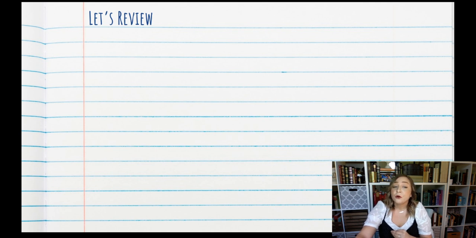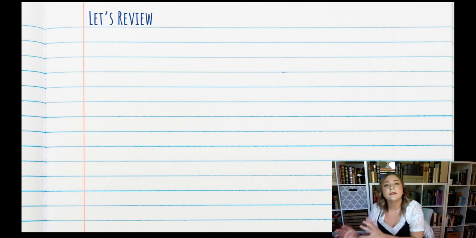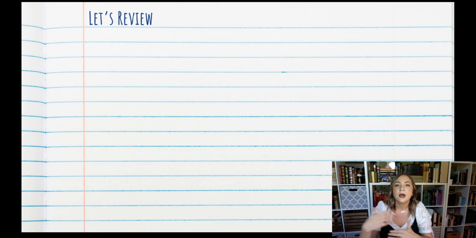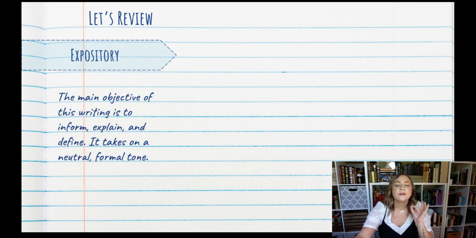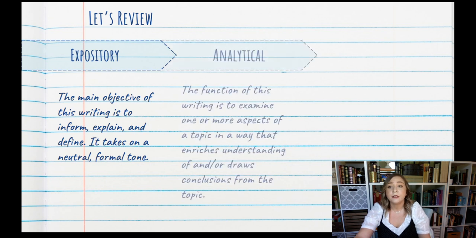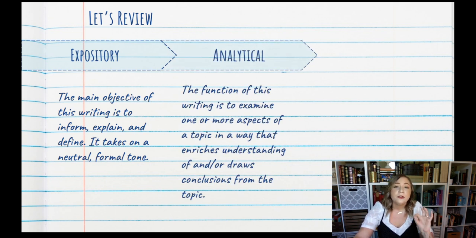All right, guys, so we're going to do a quick review of the styles of writing we went over today, and look at just one more time how one leads to the next, how each style builds on the other. So first, expository writing. The main objective of this writing is to inform, explain, and define, and this takes a neutral, formal tone. Expository writing is a necessary component of analytical writing. So you need to be able to explain with clarity facts about a subject, but then you take the information you've looked at and relate it in some kind of meaningful way. So, one step further than expository writing.